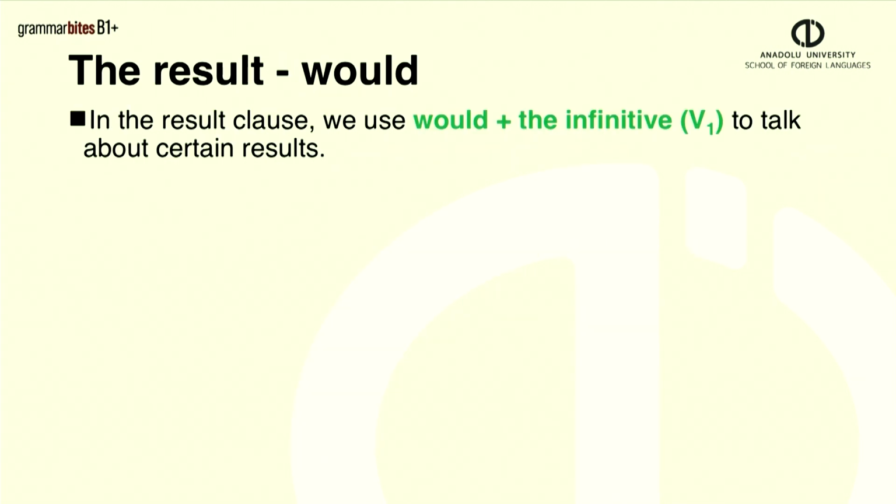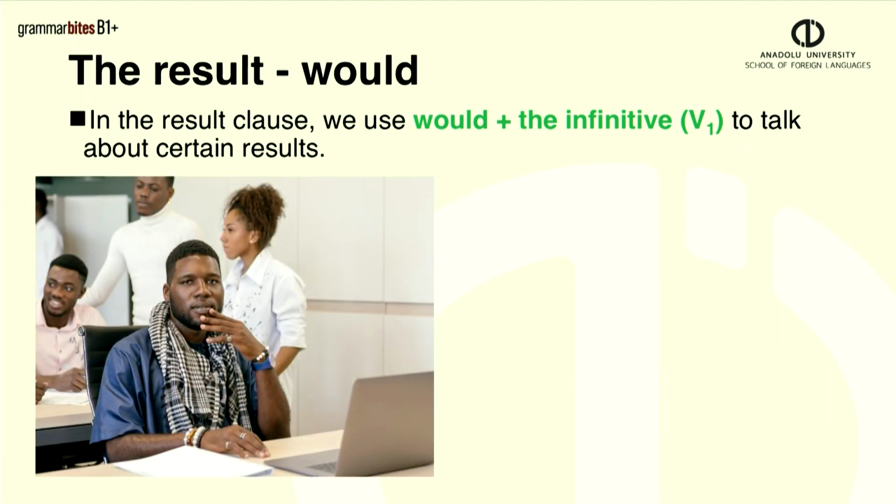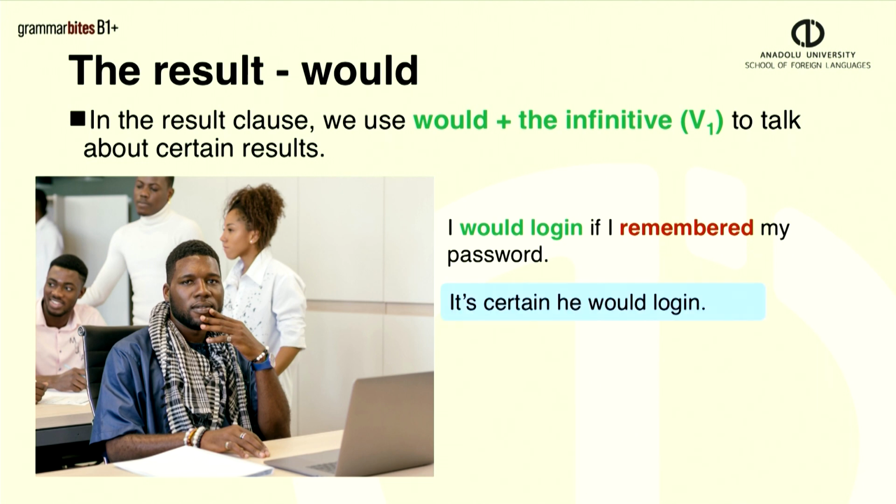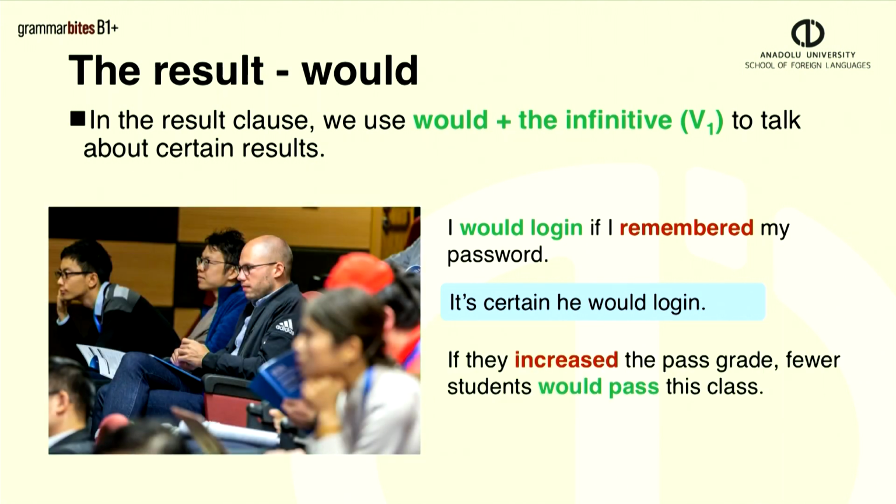In the result clause, we use would plus the infinitive, verb 1, when we are certain of the result. I would log in if I remembered my password. It's certain he would log in. If they increased the pass grade, fewer students would pass this class. It's certain fewer people would pass.